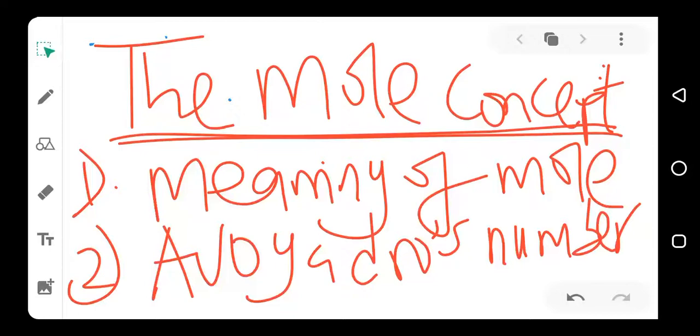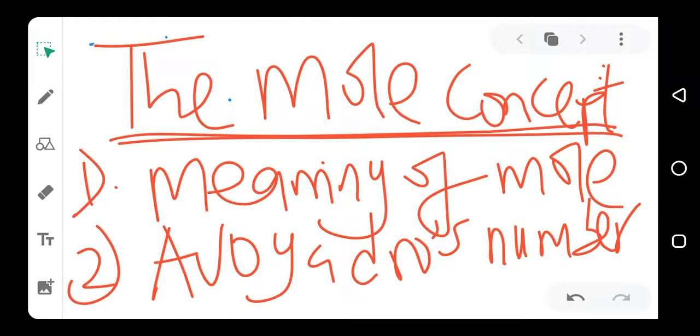So when chemists want to measure things, they don't talk about dozens of it. They talk about moles of the substance. What is the mole of sodium present in this? What is the mole of water molecule present in this? What is the mole of CO2 present in this? What is the mole of this? What is the mole of that? So mole is for chemists. Other people talk about dozen.